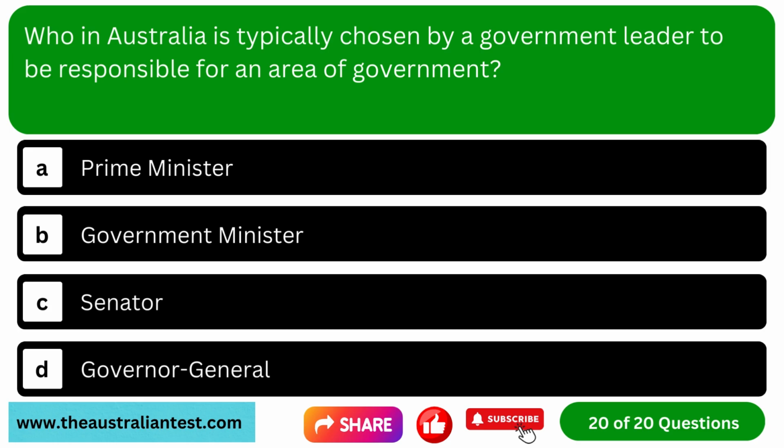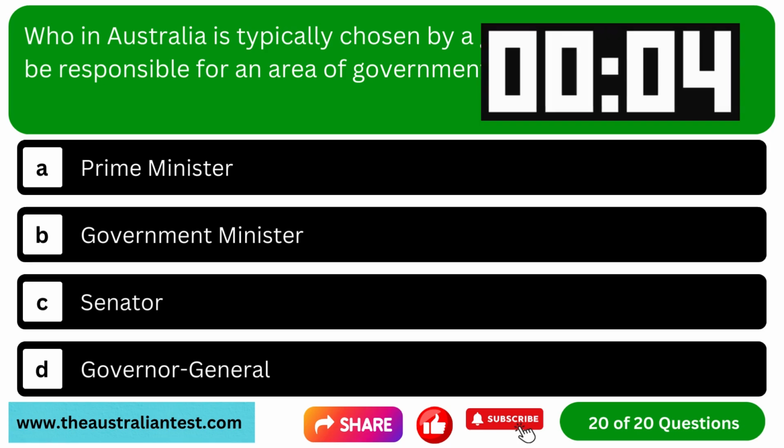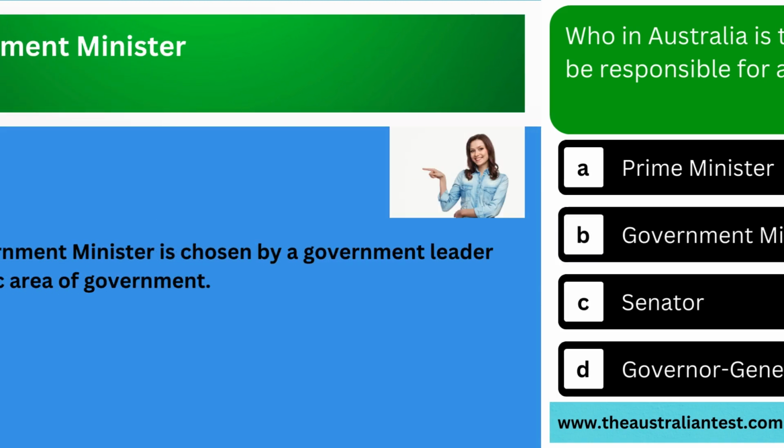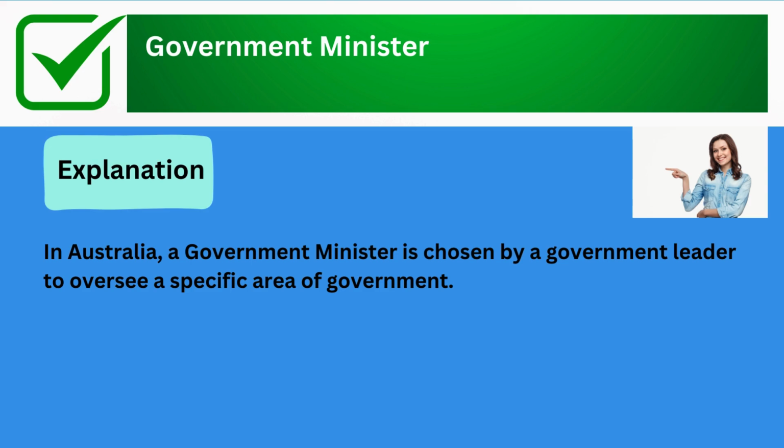Option A, Prime Minister. Option B, Government Minister. Option C, Senator. Option D, Governor General. The correct answer is Government Minister. Explanation: in Australia, a government minister is chosen by a government leader to oversee a specific area of government.